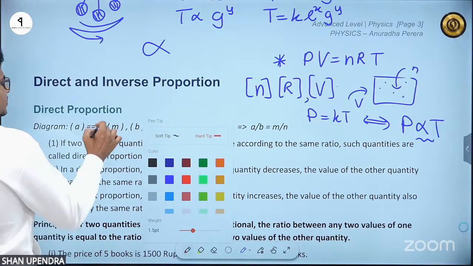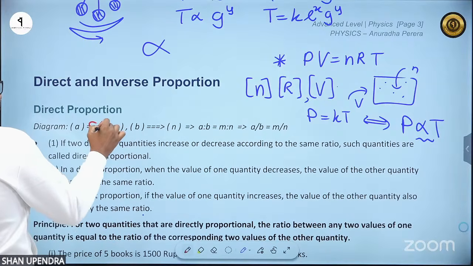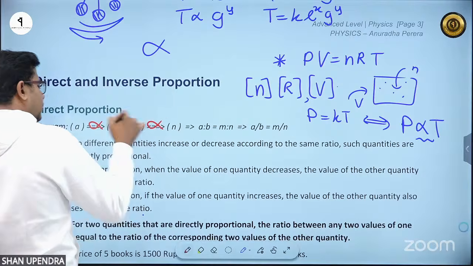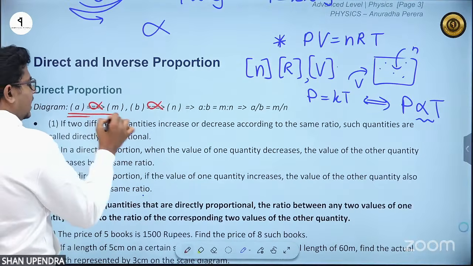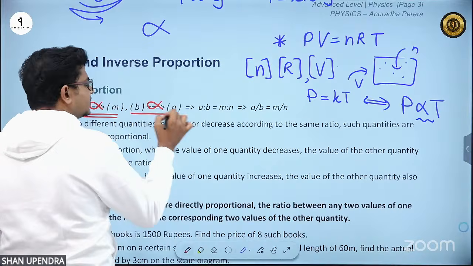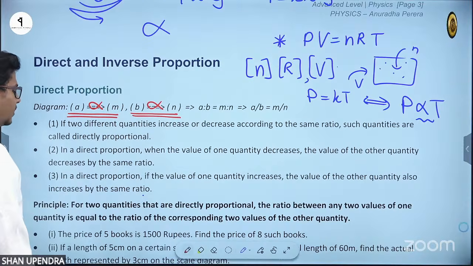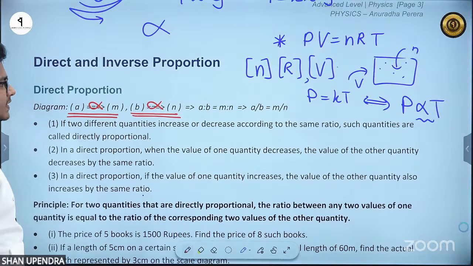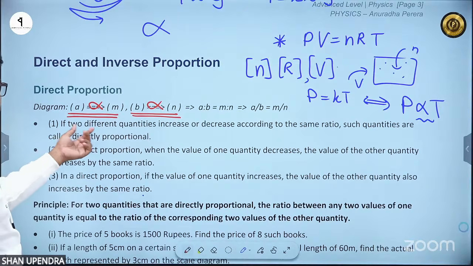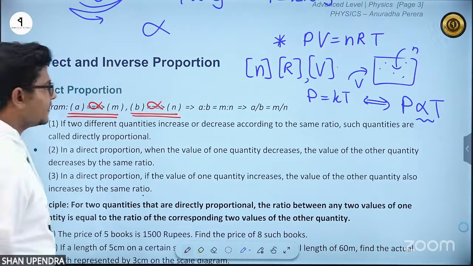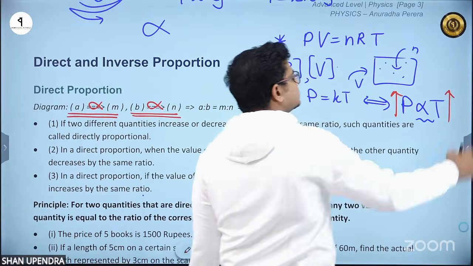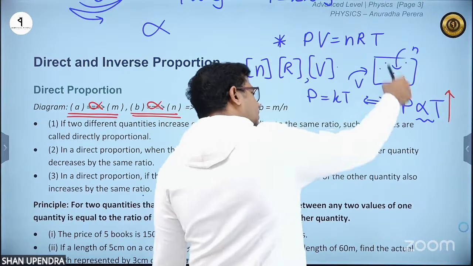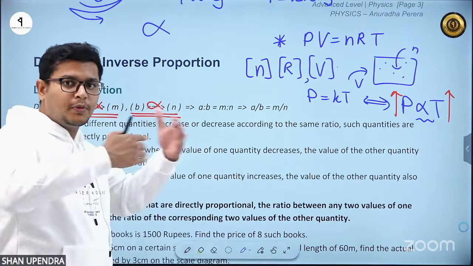Okay, doesn't matter. So here we can put direct proportional mark. The idea behind this: a directly proportional to m, b directly proportional to n. So the concept is, when P increases, T also increases, or when T decreases, P also decreases. There is a directly proportional relationship.